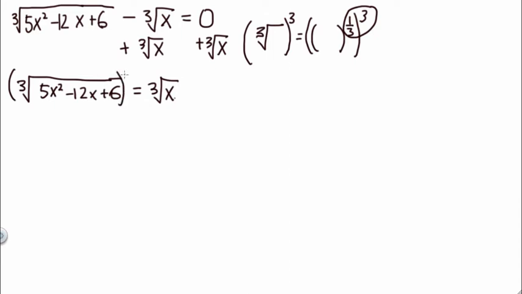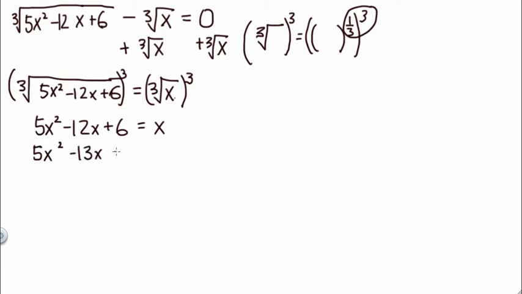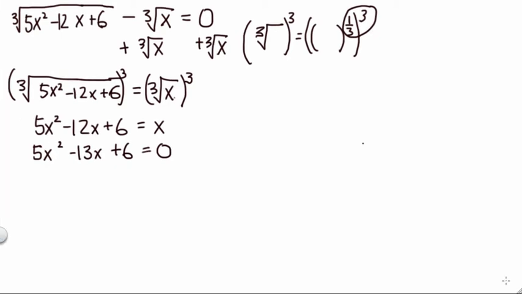So I'm going to take it to the third power, and then I have 5x squared minus 12x plus 6 is equal to x. Then I can subtract the x, so that makes it 5x squared minus 13x plus 6 is equal to 0. Here you can use the quadratic formula, or you can try to factor. I'm going to go about it by factoring.